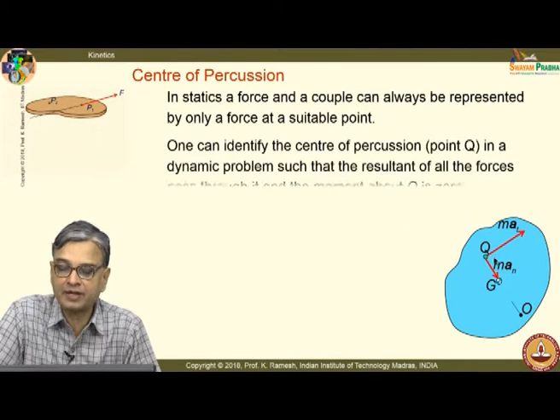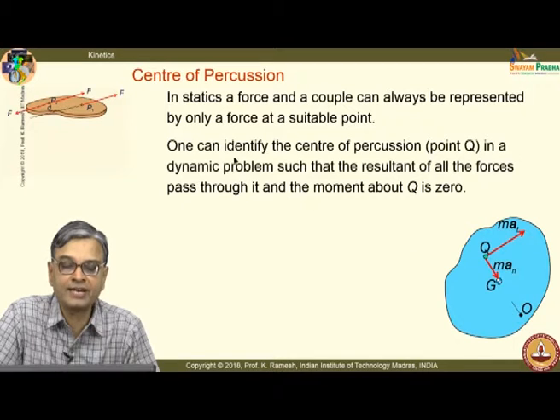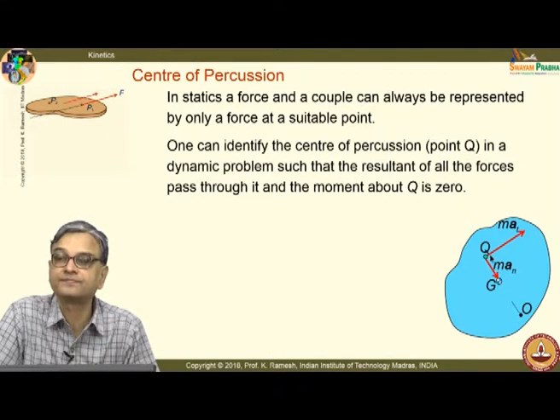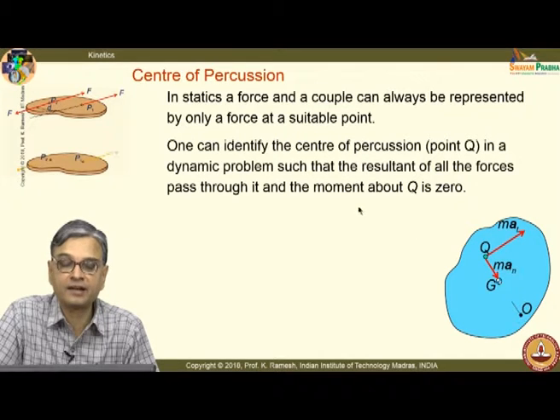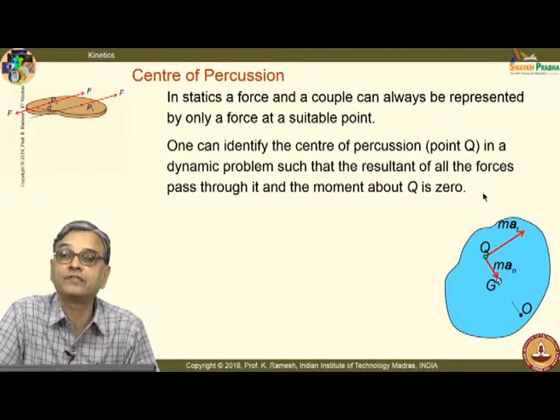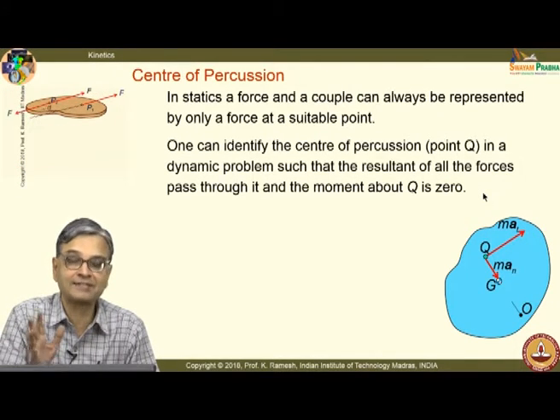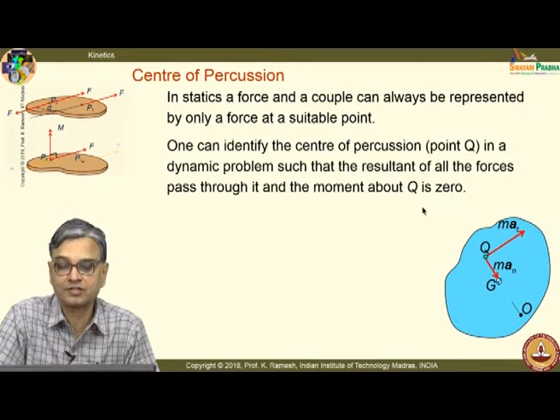So, I have a point Q. One can identify the center of percussion point Q in a dynamic problem such that the resultant of all the forces pass through it and the moment about Q is 0. In fact, when people play golf, whatever baton they use for golf, their center of percussion is used. Okay. You need to have that knowledge of it.